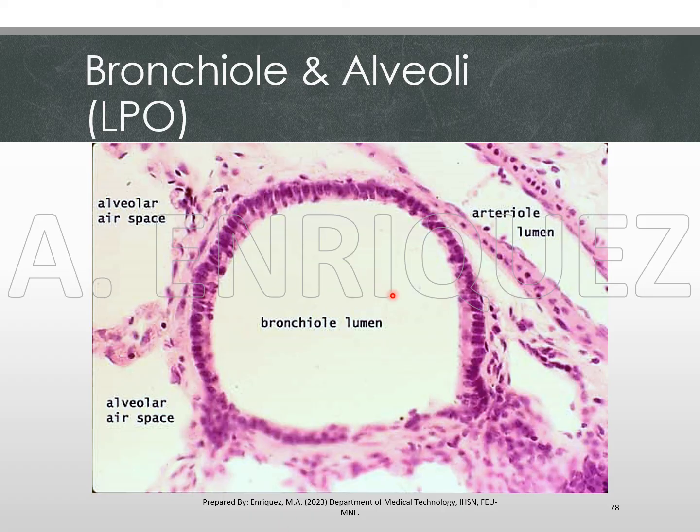Let's look at this low power view of the bronchiole and alveoli. So it's the same, no? The bronchiole lumen is usually larger, alright? The space in the middle of the bronchiole is bigger, because it's one of the larger branches. And then after that, it branches off further into the alveoli. So we see here the simple epithelium and the alveolar air spaces. Right here, we're also seeing an arterial lumen. So usually, the bronchioles and arterioles are close to each other, side by side.